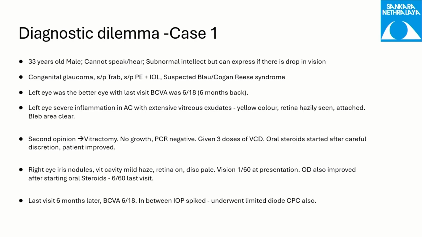Because it's a subnormal intellect, there was a question of trivial trauma, traumatic endophthalmitis also. After a second opinion, I took him for vitrectomy and there was no growth. PCR was also negative. Still, we gave 3 doses of VCD, and after careful discretion, we followed up the patient. We started oral steroids also because the right eye had vitritis, so we needed to start management for the right eye also.